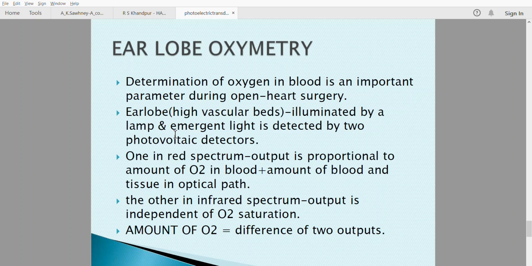One of the other applications is earlobe oximetry. Determination of oxygen in blood is an important parameter. When there is a variation in the oxygen of blood, the incident photons of light, of a special wavelength, usually IR light, are sensitive to the changes in the concentration of oxygen in the blood. So these changes in the concentration of oxygen in blood help in monitoring the amount of O2. This is called earlobe oximetry. Why earlobe? Because the point of measurement is the earlobe.